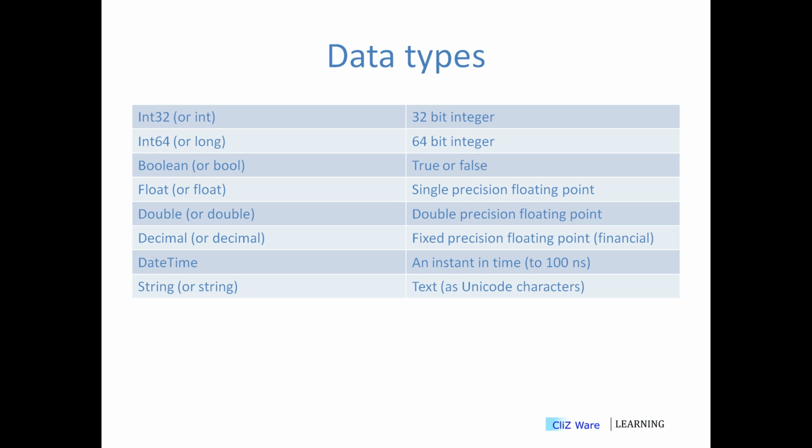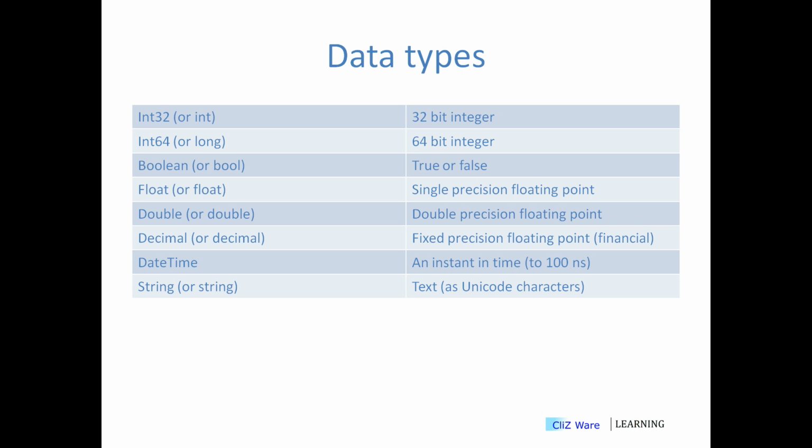Now we have something even bigger, so double, and this is a double precision floating point. I'd like to emphasize here that you will be able to see values that can have a decimal part. And then we have decimal, which is fixed precision floating point.